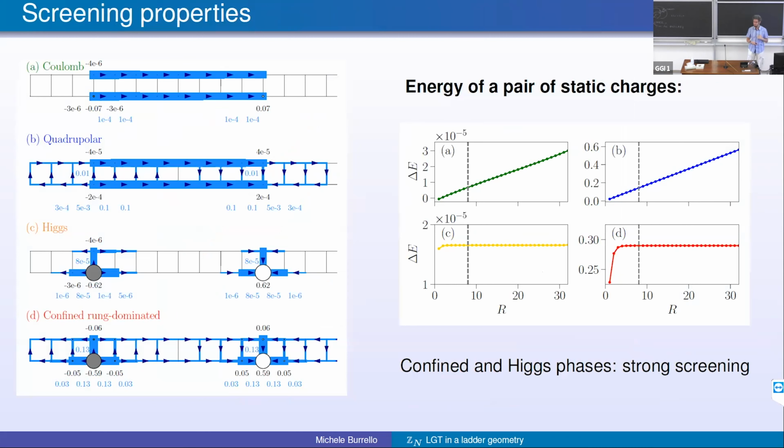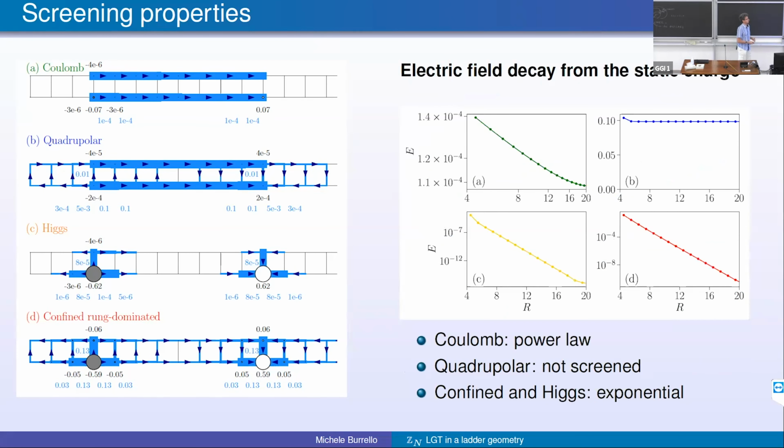And to characterize these phases, I can look at screening properties. As before, we can introduce static charges. And here we see what are the differences between the Coulomb, the quadrupolar, the Higgs, and the confined phase. So in the Coulomb phase, when I add static charges, I have an electric field that decays algebraically away from the static charges. And actually, let me show you the electric field directly. So the first one is the algebraic decay of the electric field away from the charge. In the quadrupolar phase, I have instead that the static charges determine the appearance of strings of electric field that are not screened. And therefore, the electric field becomes essentially constant in the middle of the two static charges.